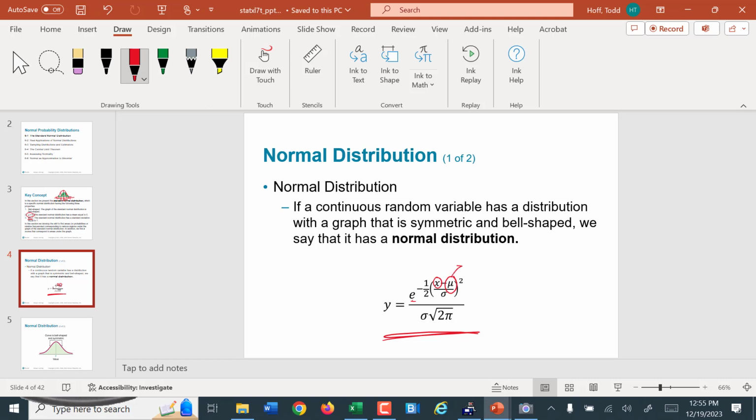Mu is the mean. For standard normal, that is going to be 0. And sigma here is our standard deviation. For standard normal, that equals 1. That formula is ugly and it's hard to use, so we're going to look at other methods of calculating it. We're not going to use that formula for any of our calculations here.